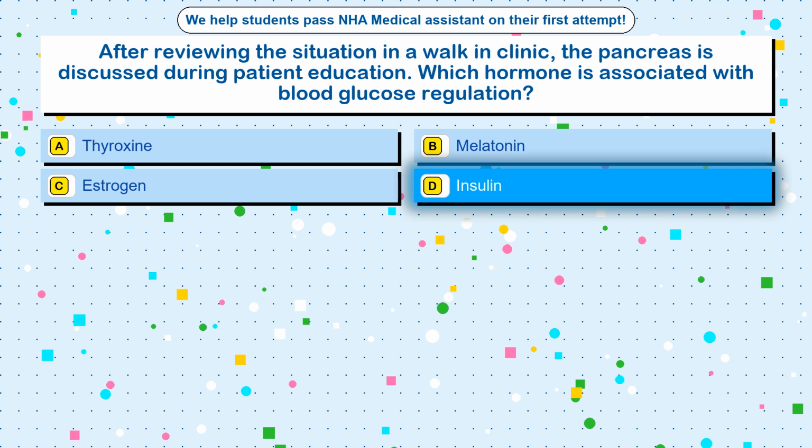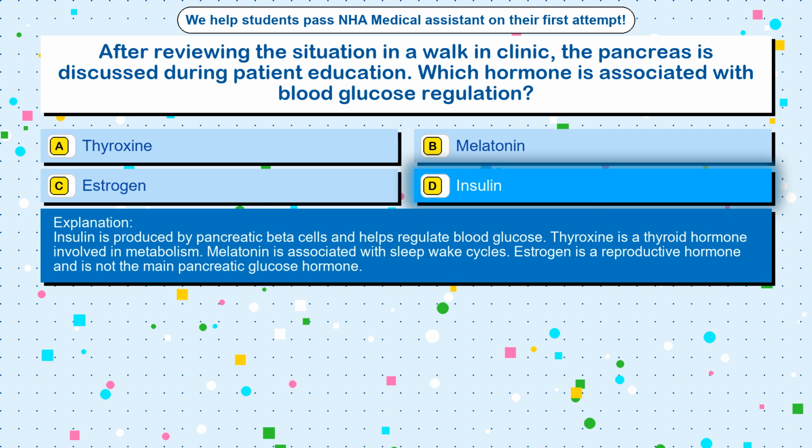The correct answer is option D, insulin. Insulin is produced by pancreatic beta cells and helps regulate blood glucose. Thyroxine is a thyroid hormone involved in metabolism. Melatonin is associated with sleep-wake cycles. Estrogen is a reproductive hormone and is not the main pancreatic glucose hormone.